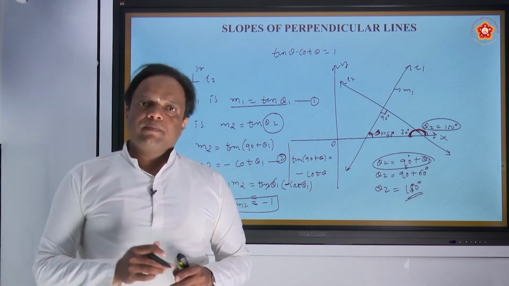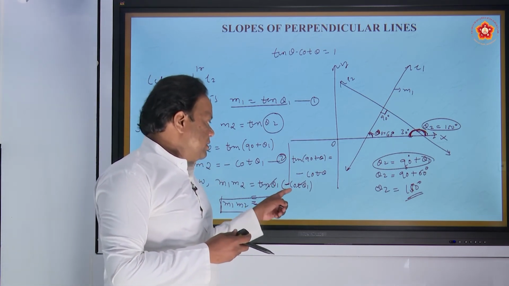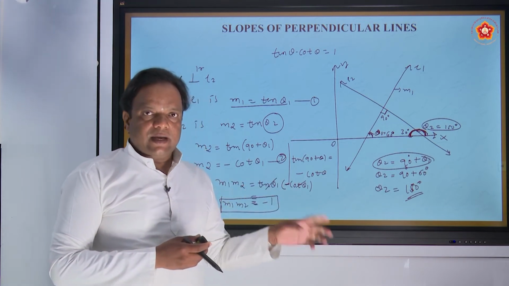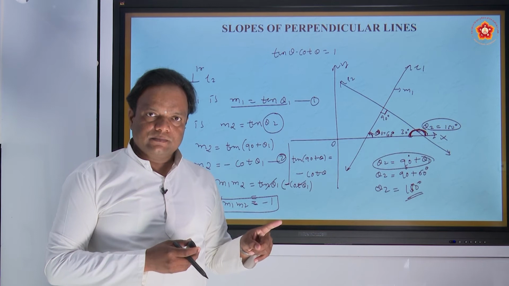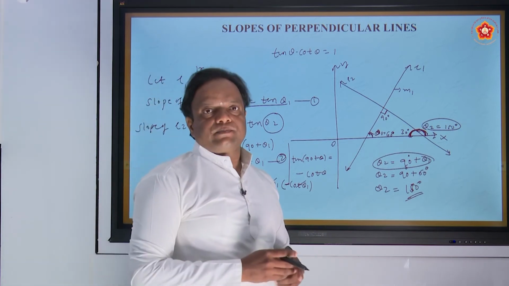If the two lines are... I think you understand this one: tan theta 1 into minus cot theta 1. You take minus outside, remaining tan theta 1 into cot theta 1. Tan theta into cot theta is nothing but 1. Outside is minus, so there is minus 1. So what is your conclusion?